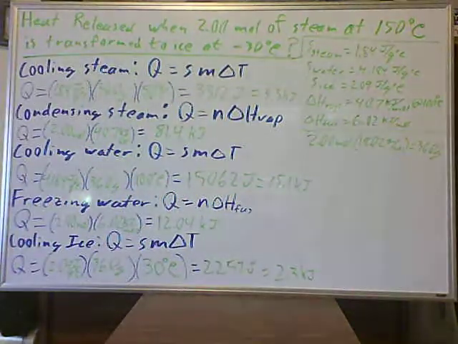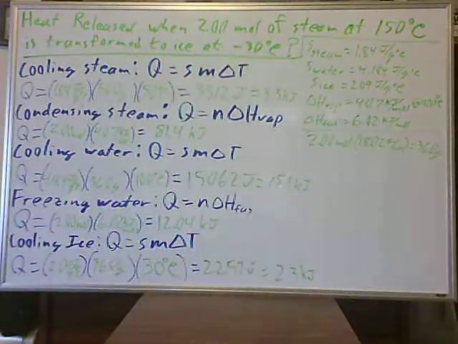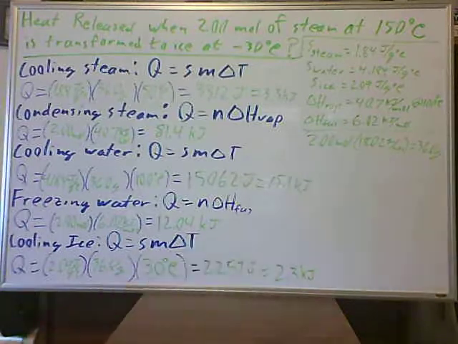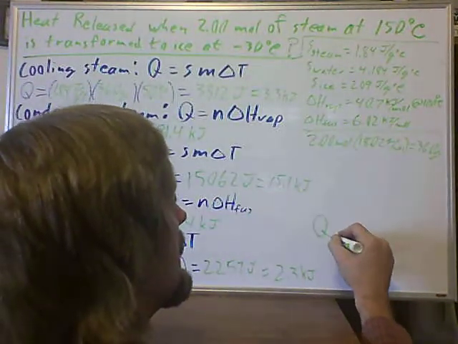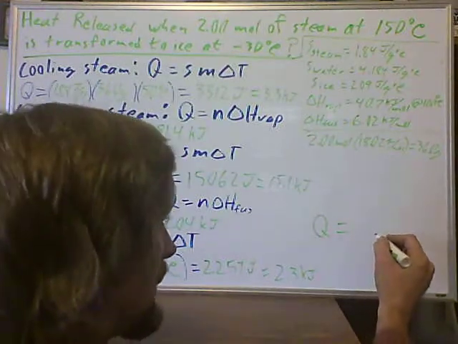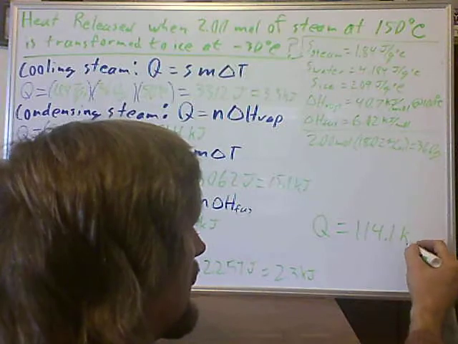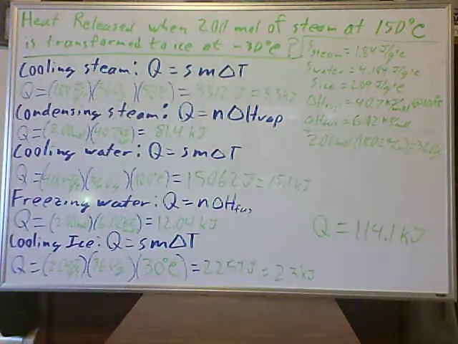So we have the heat of the 5 steps in terms of kilojoules. Now we just add them up. 3.3 plus 81.4 plus 15.1 plus 12.0 plus 2.3. This adds up to 114.1 kilojoules.